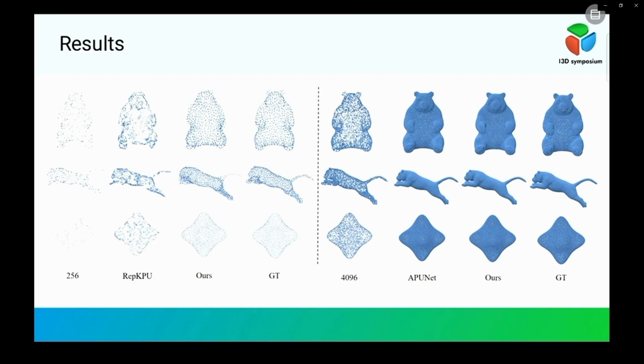As shown in the table below, our method slightly underperforms Rethinking KPU in certain metrics, such as HD and P2N. At the 256 point level, the visualization results clearly indicate that Rethinking KPU yields highly uneven distribution under extreme sparsity, whereas our method maintains better uniformity and surface coverage.